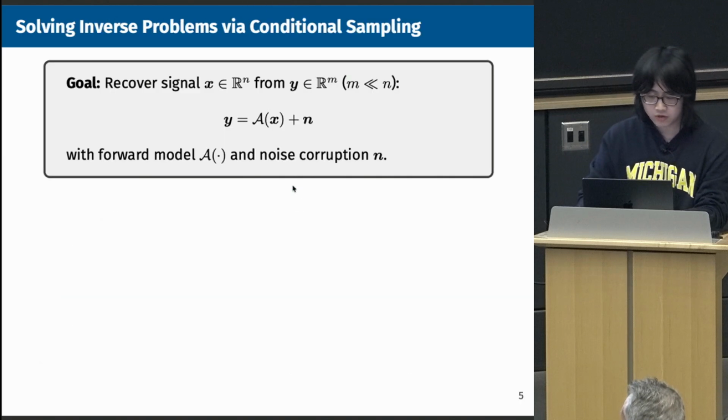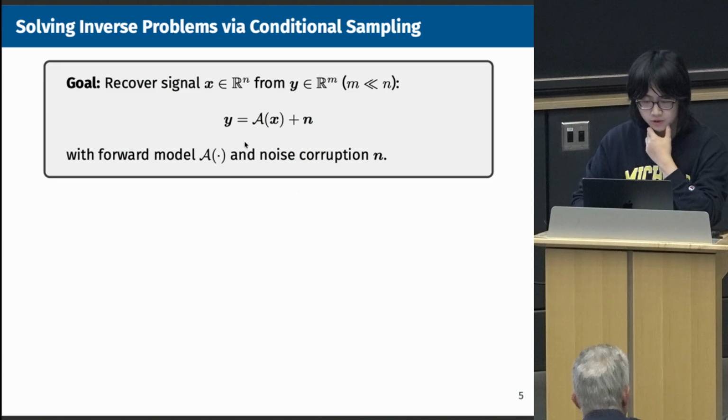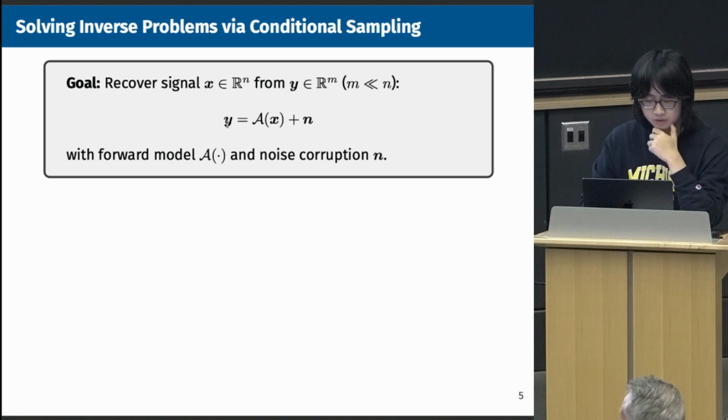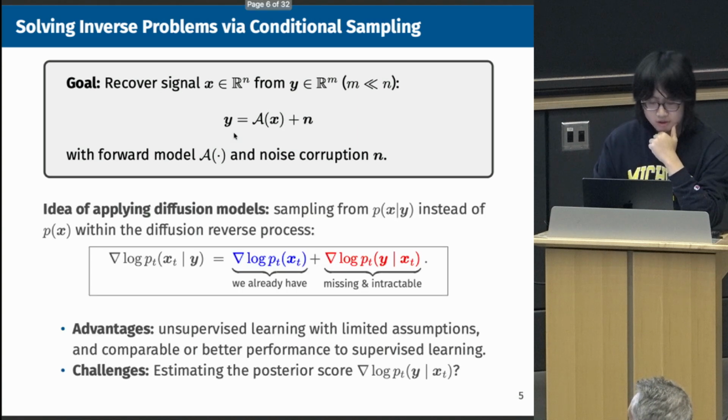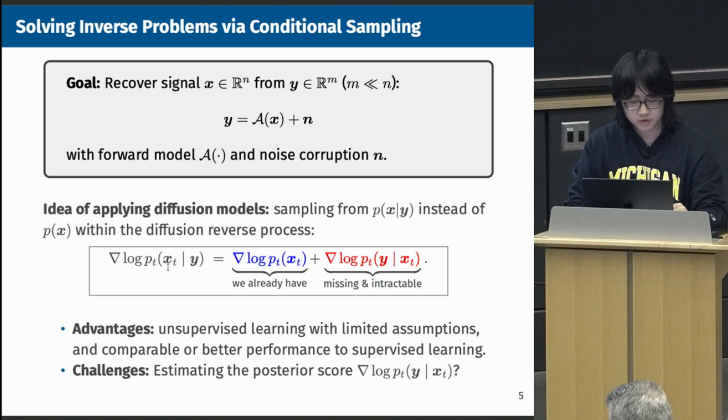So let's go back to our question. How do we use a diffusion model to solve this inverse problem? Here we are trying to recover X from the measurement Y. So this is a conditional generation problem, and ideally, we want a conditional diffusion model. We'd like to have the conditional score function, which is the score function of xt given y.